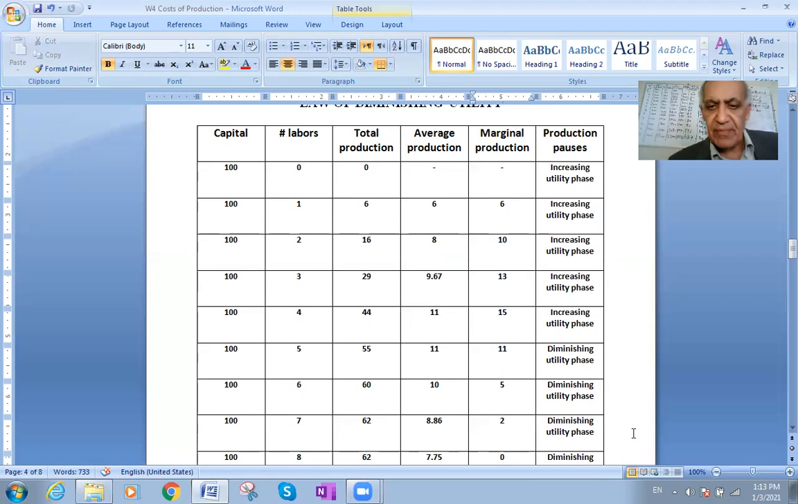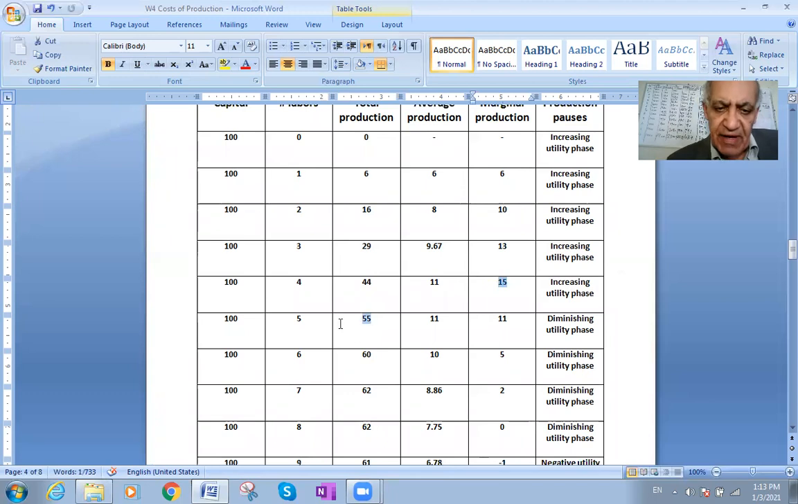Like you see here. Go ahead. 29 minus 16 will give me 13. 44 minus 29 will give me 15. 55 minus 44 will give me 11.